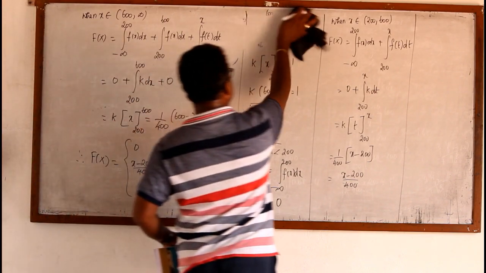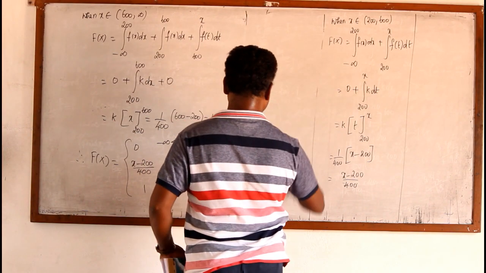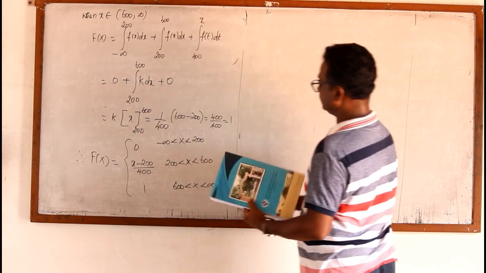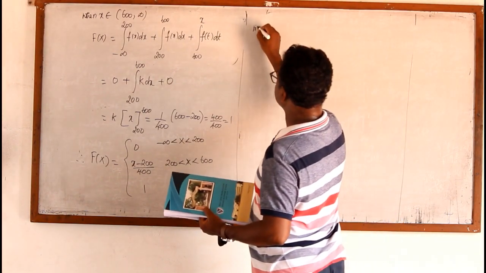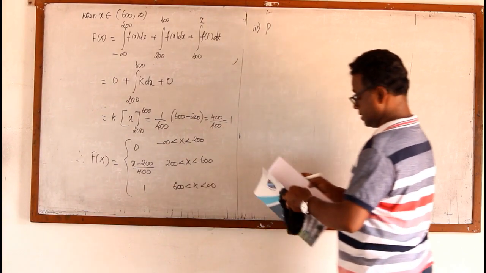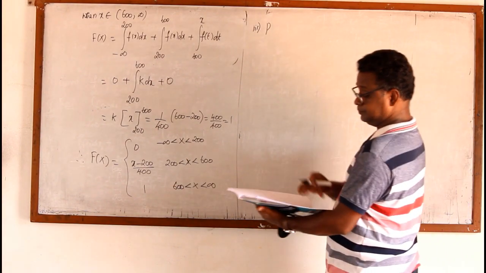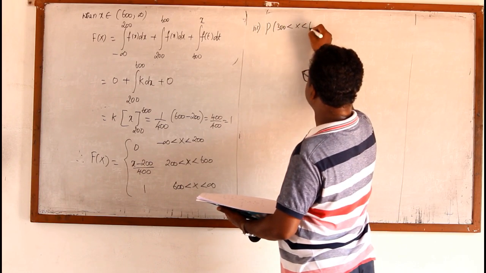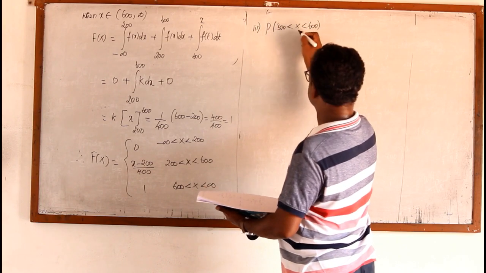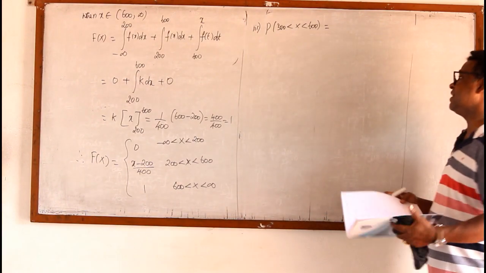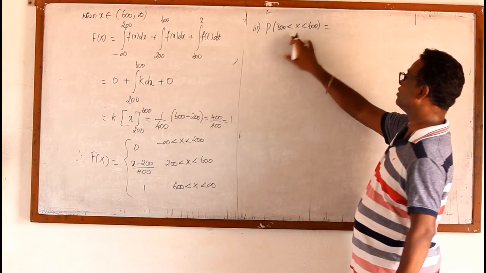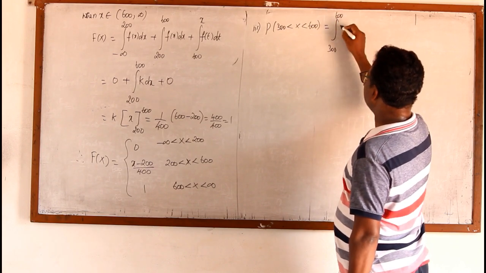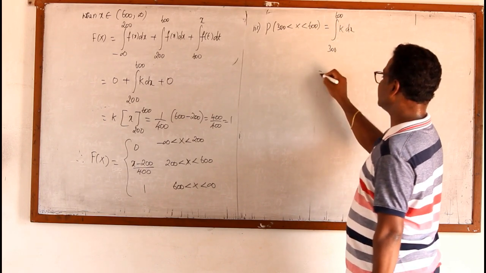Now they are asking the third question, a probability. Third question is P of 300 less than x less than 600. Here may be less than or equal to, whatever it is. Less than or equal to, no need to worry because it is continuous distribution. So it is 300 to 600. But the value is k dx only, all the remaining are not existing.